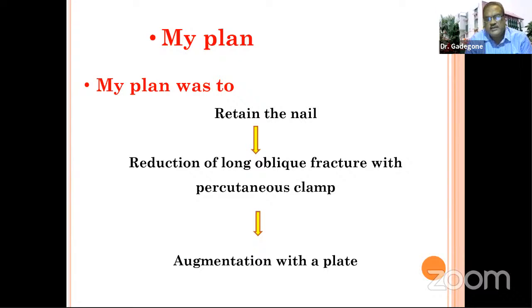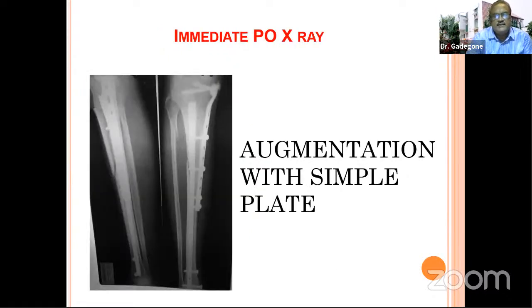My plan was to retain the nail, reduction of a long oblique fracture with a percutaneous clamp, and augmentation with the plate. So what I did, immediate post-op, augmentation with a simple plate. I retained the nail inside and used a medial plate, and there is a perfect restoration of anatomy. All fragments are in good place, and this was the post-operative X-ray. Are there any comments about this fixation? There was no infection.